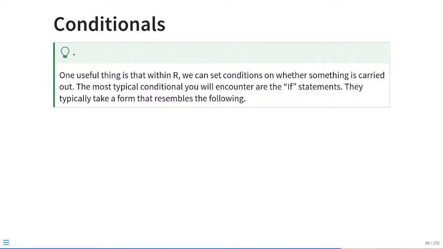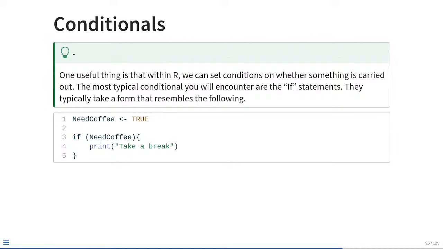All right, so at this point, we've talked about working directories, variables and object names, and indexing, and we've looked a little bit at the file path arguments as well. One very useful thing about R is we can set conditions on whether a particular line of code gets carried out. The most typical conditional that you'll encounter in your daily practice is going to be if statements. And if statements look something like this.